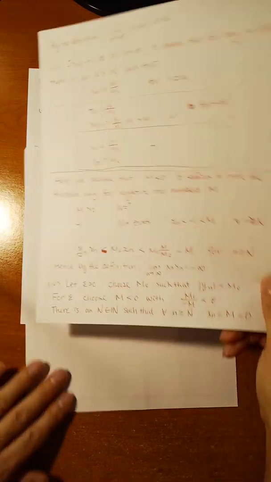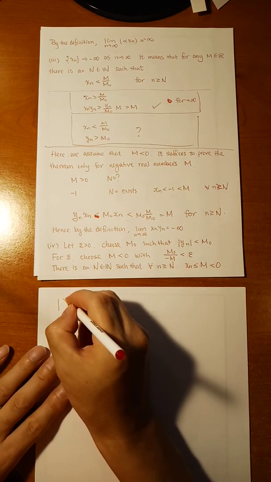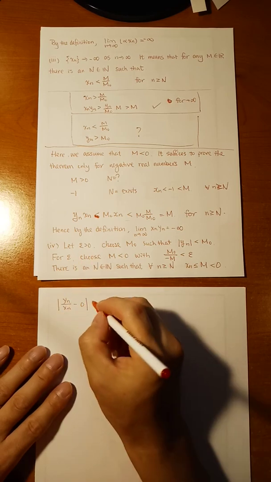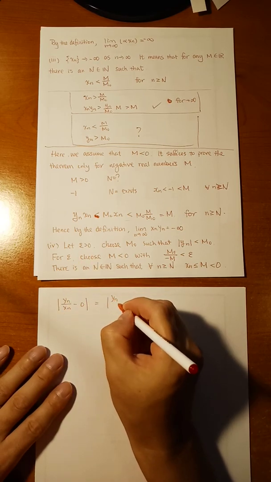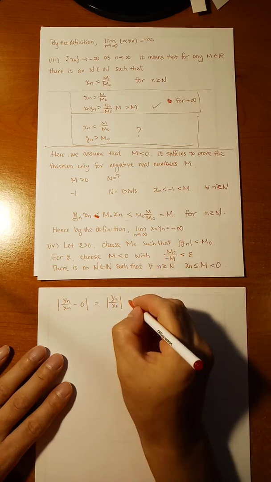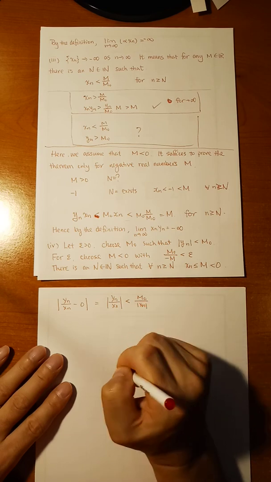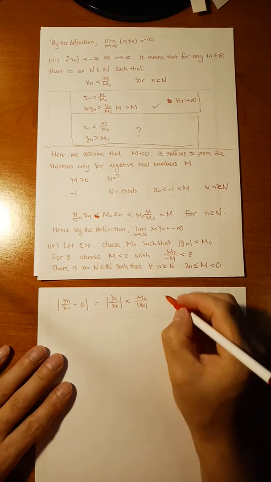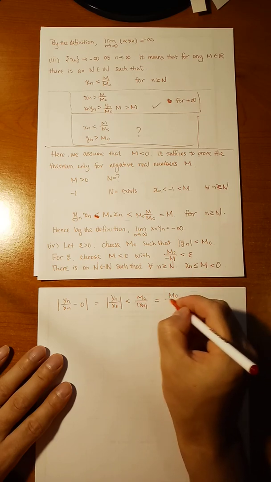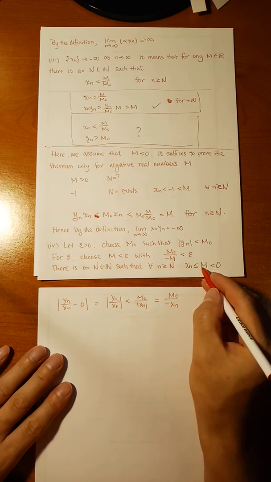Now let's see the conclusion. We are going to show the absolute value of yn over xn minus 0 is less than epsilon. So this is the absolute value of yn over the absolute value of xn. The absolute value of yn is less than m0, so it's less than m0 over the absolute value of xn. Since xn is negative, it's m0 over negative xn.